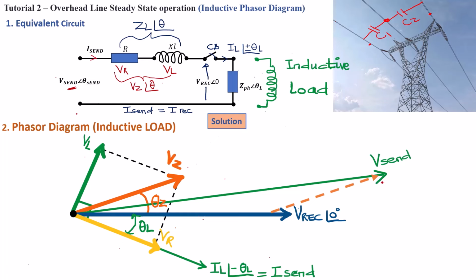The V sending end voltage will have an angle theta sending. This is going to be theta sending in reference to the receiving end voltage, and between the load current phasor and the sending end voltage phasor, we're going to have an angle there, and this is going to be the total angle, which is theta L plus the sending end angle.